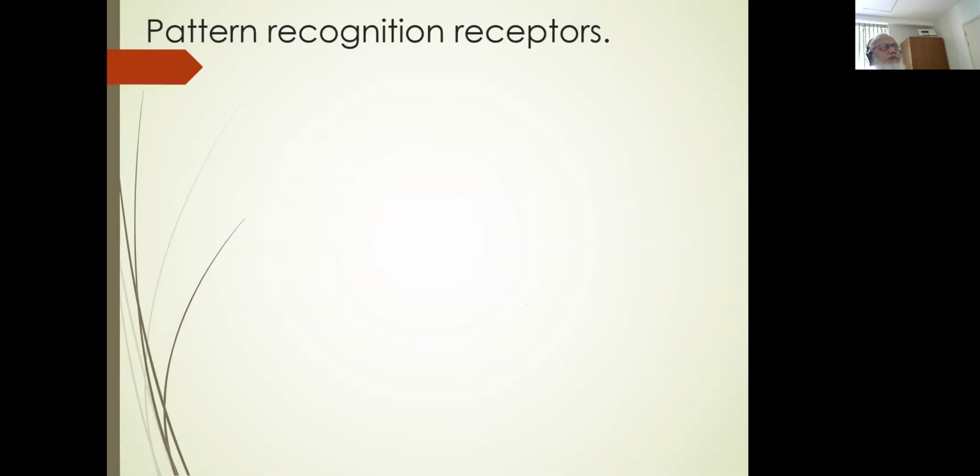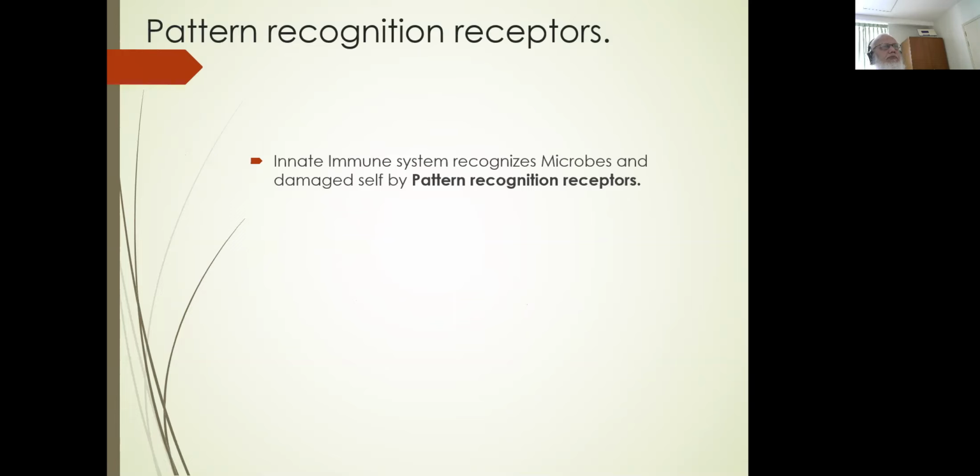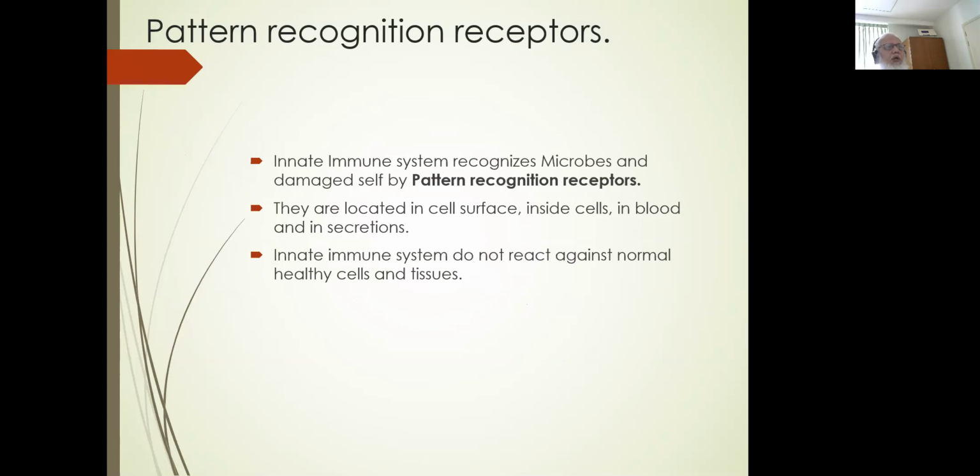The innate immune system recognizes microbes and damaged cells by pattern recognition receptors. These pattern recognition receptors are located on the cell surface, inside the cells, and in blood and body secretions also. The innate immune system does not react against normal healthy cells and tissues.